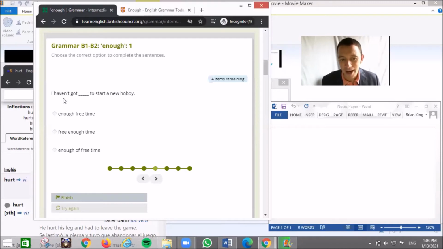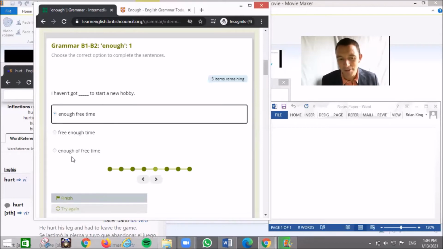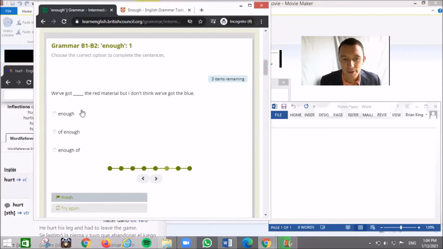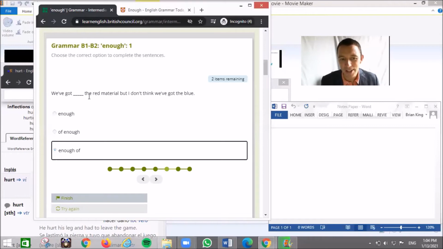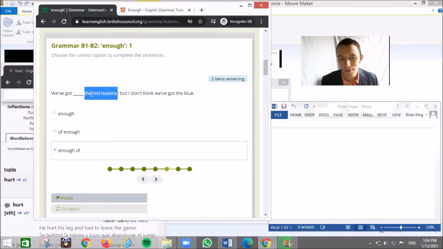I do not have enough time to start a new hobby, a new pastime. So I do not have enough free time. So free time is the noun. And for that reason, enough is before the noun. Okay, that's the rule. And enough of, you have the determiner or the pronoun. And here it's neither. Okay, the next one, we have the red material. But I don't think we've got the blue. Okay, so I think for this one, we will go with enough of. And because it's a determiner or a pronoun, okay? And it fits the most comfortable for sure. It's number 3, I think.